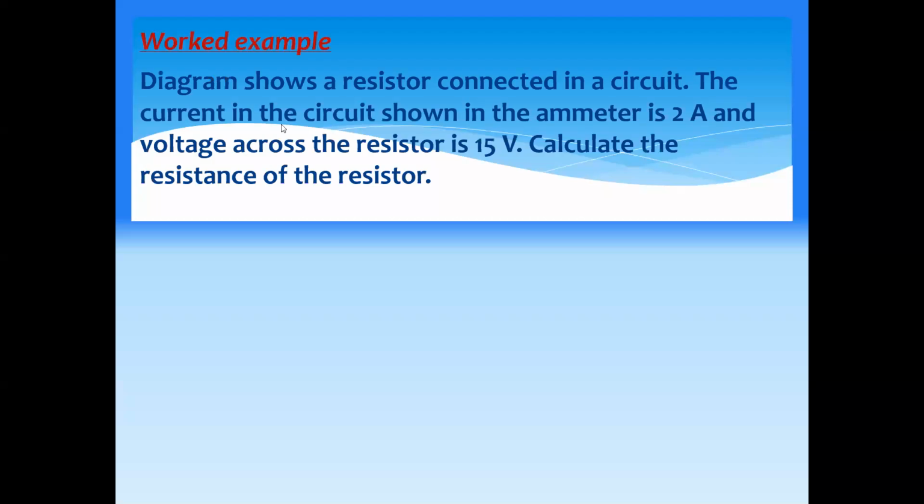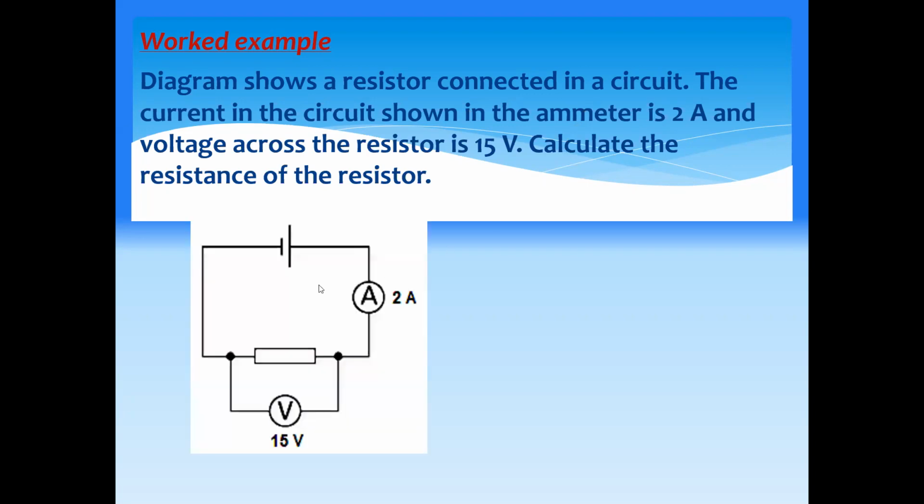So for example, a diagram shows a resistor connected in a circuit. The current in the circuit is 2 amperes and the voltage is 15. Calculate the resistance. How can we calculate the resistance? Voltage divided by current, we will get the resistance. So 15 divided by 2 is equal to 7.5. And about the voltmeter, as we discussed in O levels as well, voltmeters are always connected in parallel to the component and ammeters are always connected in series.